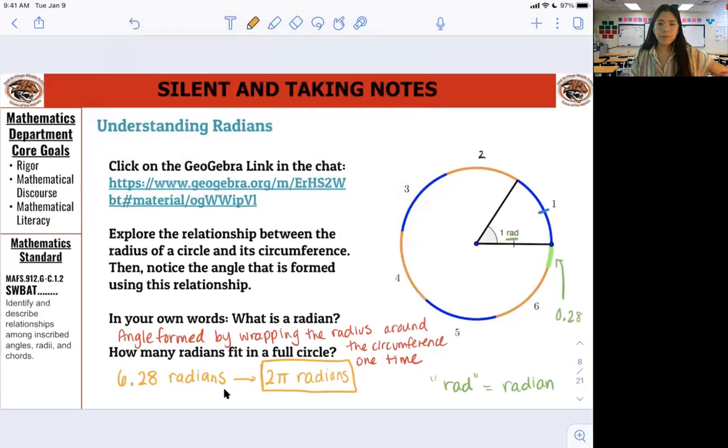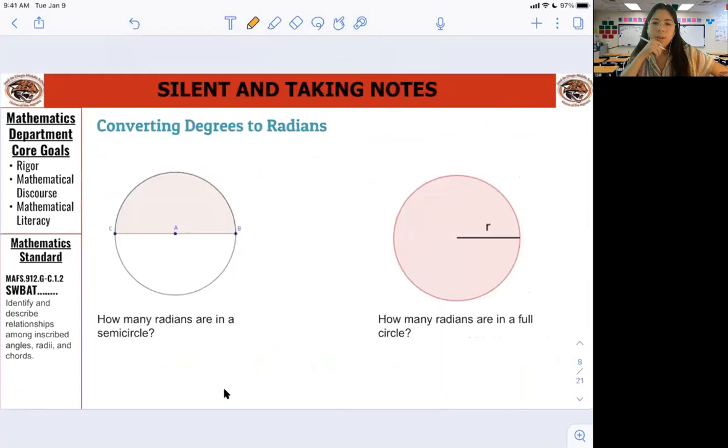Okay, so let's think about this for a second. We already said how many radians are in a full circle? 6.28. And with that number, we always just want to say 2 pi. In my head, I know that 2 times pi is 6.28, but when I write it down, I'm always going to write 2 pi. How many degrees is a full circle? 360. So 360 degrees is equal to 2 pi radians.